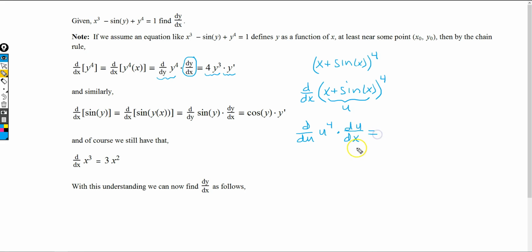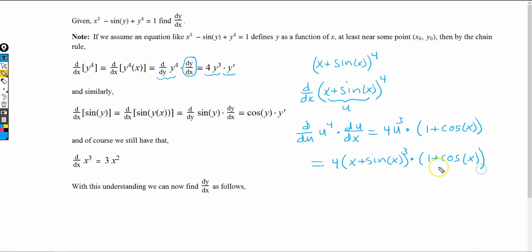And notice we get 4u cubed times 1 plus cosine x, and that's equal to... And so you see what we have here is something that looks exactly like this right here. Suppose this is our y right here, x plus the sine of y. We don't know what y is as a function of x, but just assume it's something maybe like this, x plus the sine of x.